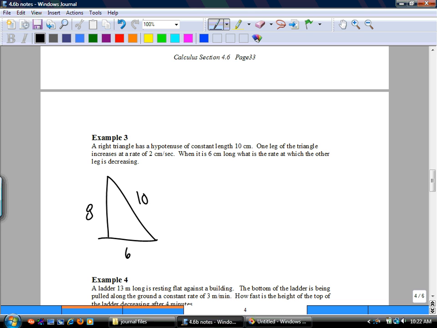The hypotenuse is a constant length, so dz dt is 0. One leg increases at a rate of 2 centimeters per second. So that's why dy dt is 2. Except I always call these ones x's, so maybe I should be consistent. So we're asking you to find dy dt.